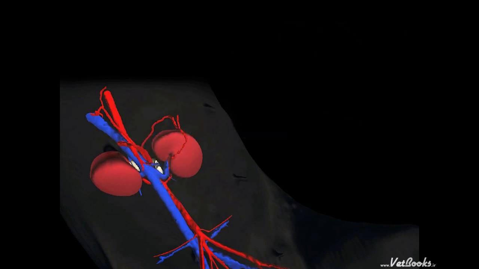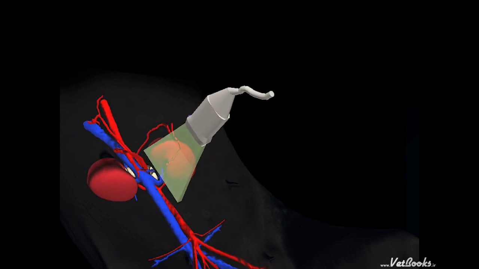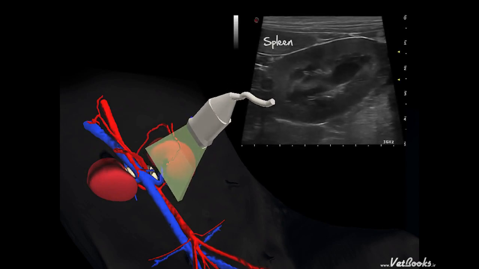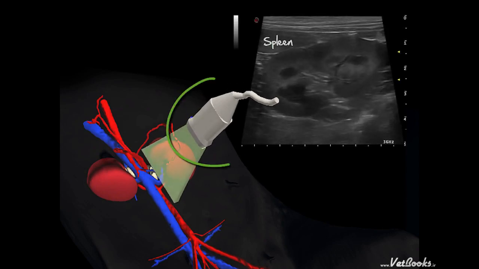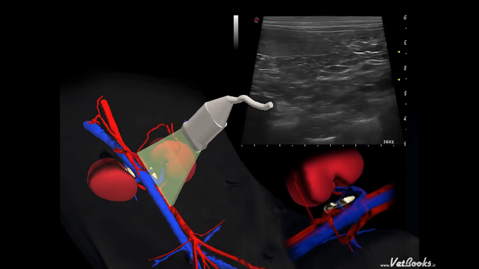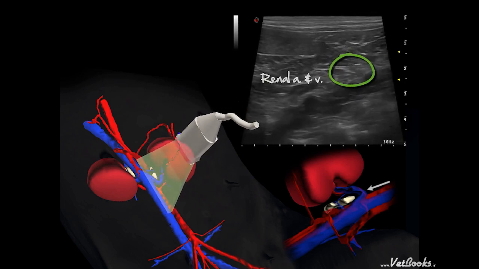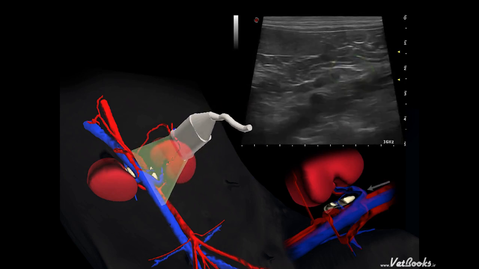When the surface of the abdomen is flat enough and the patient tolerates a gentle pressure of the probe, so that the adrenal becomes only a few centimeters deep, a linear probe is the best choice to obtain images with the best spatial resolution. From a longitudinal plane of the kidney, the renal artery and vein are scanned as you move medially toward the aorta.